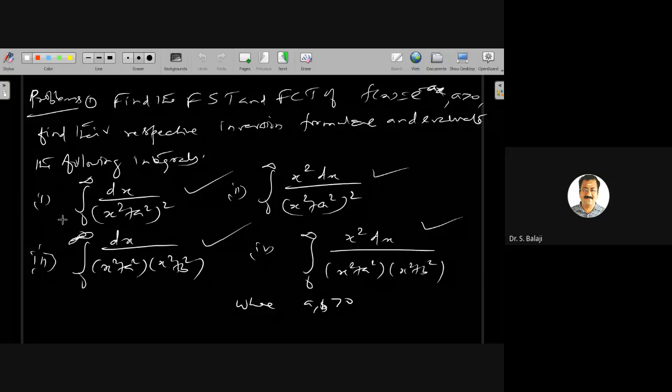For 1, integral 0 to infinity dx by (x square plus a square) whole square. Subdivision number 2, integral 0 to infinity x square dx divided by (x square plus a square) whole square.